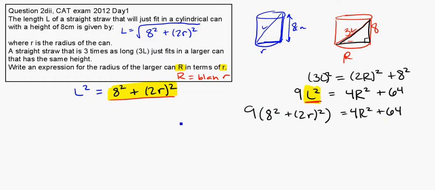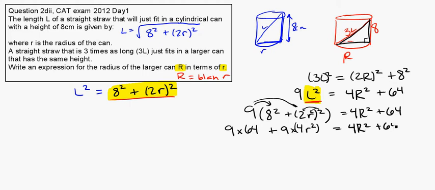I might just keep this as expanding out the brackets. 9 times 8 squared. Or maybe I can say 9 times 64 plus 9 times, well, let's expand out these brackets as well. So 2 squared becomes 4, and the r becomes r squared, is now equal to 4 big R squared plus 64. Simplifying a little bit further, I'm going to leave that as 9 times 64 plus 9 times 4 becomes 36 little r squared is equal to 4 big R squared plus 64.